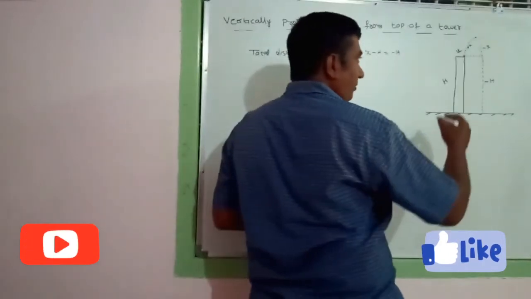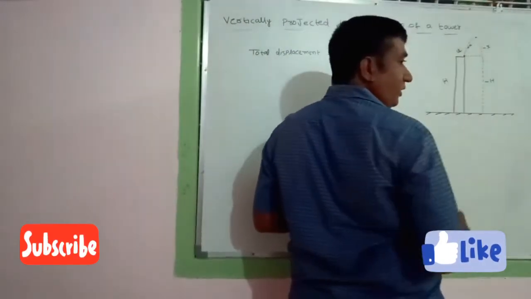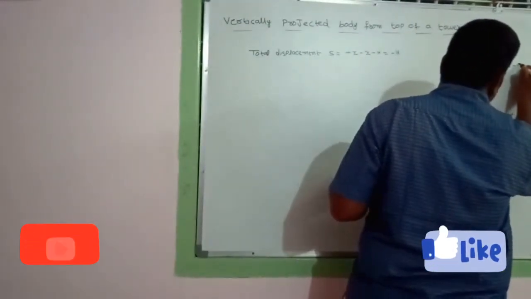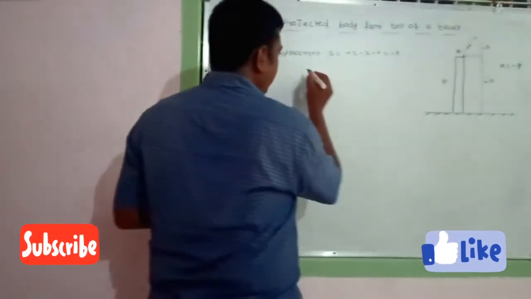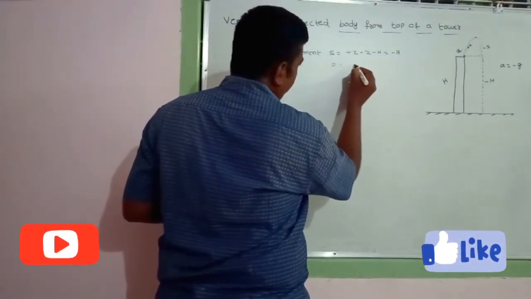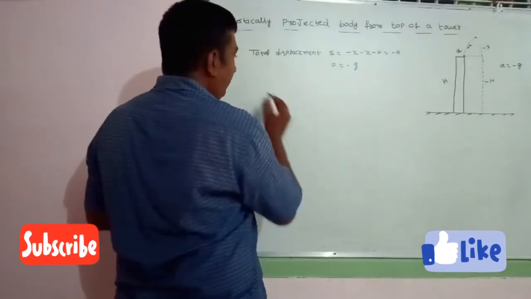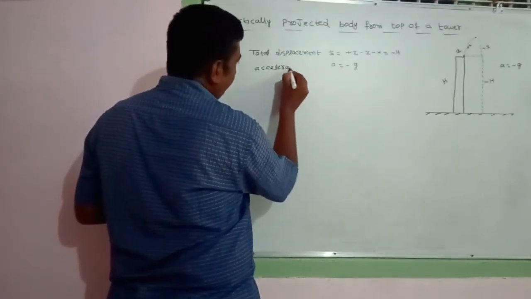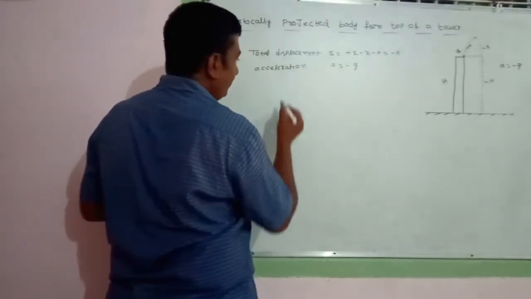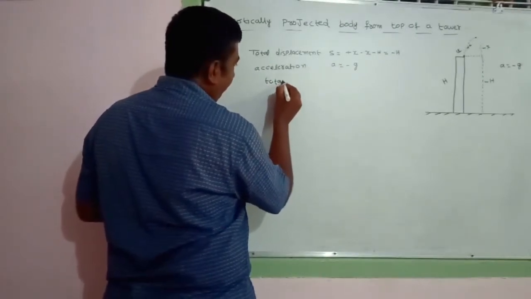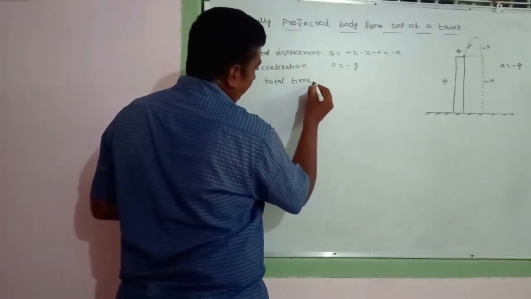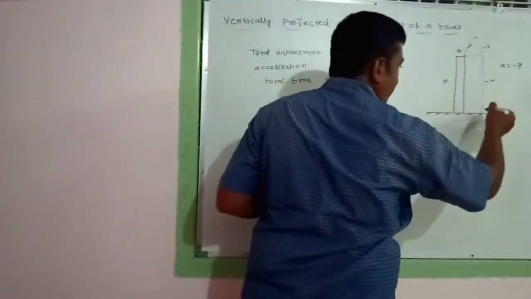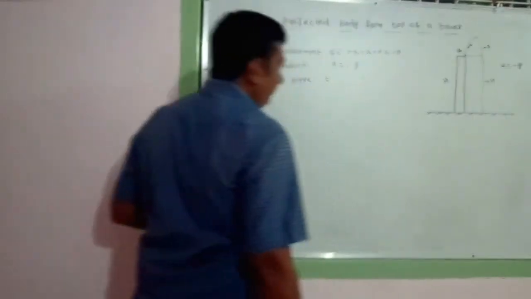Here you can see that we are moving vertically upwards against gravity. So the acceleration is a is equal to minus g. Next, the total time, which we can take as t. From this point to this point, to reach the ground, the total time will be t.